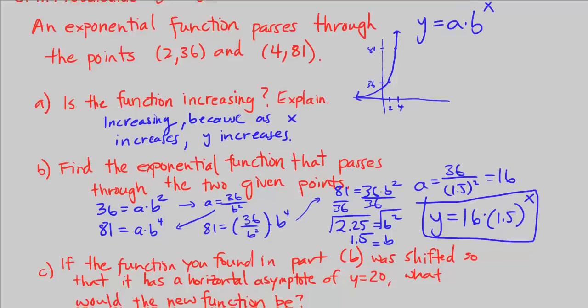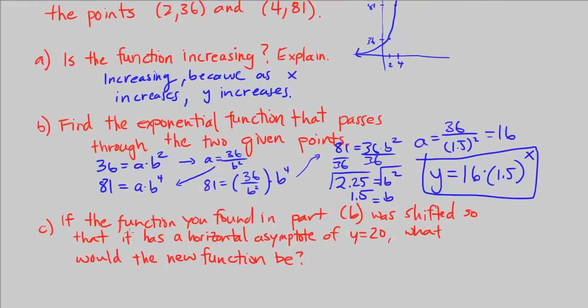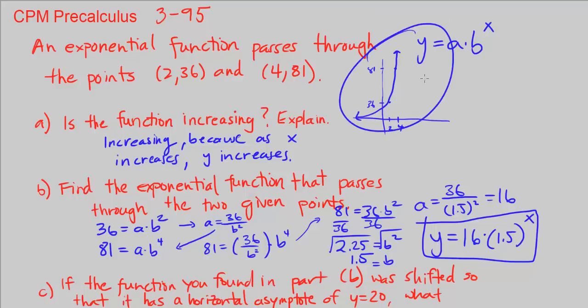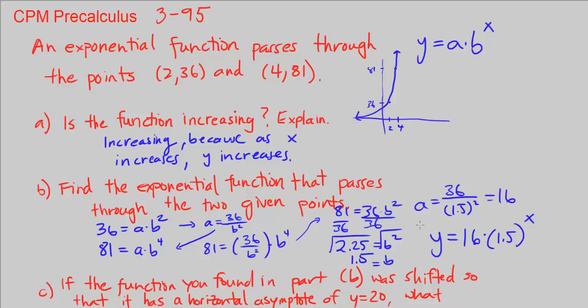Finally, we're asked: if the function we found in part B was shifted so that it has a horizontal asymptote, remember horizontal is left to right, of y equals 20, what would the new function be? Let's look at our rough sketch. Exponential functions have the horizontal asymptote here as we're approaching to the left.